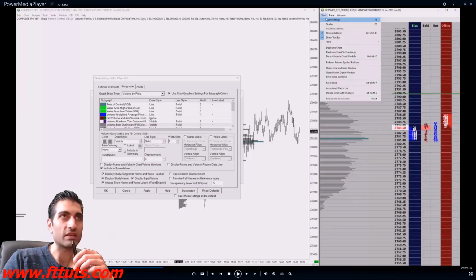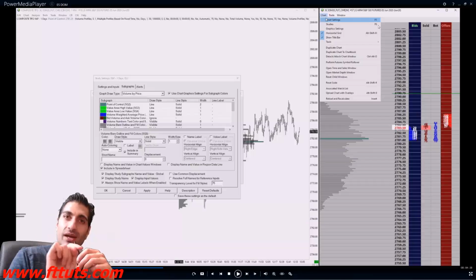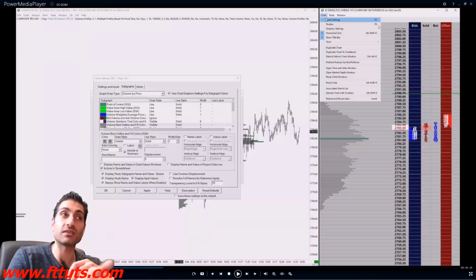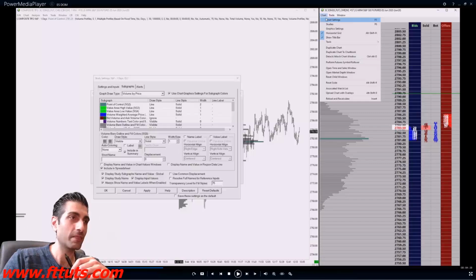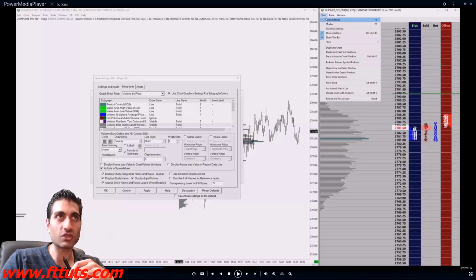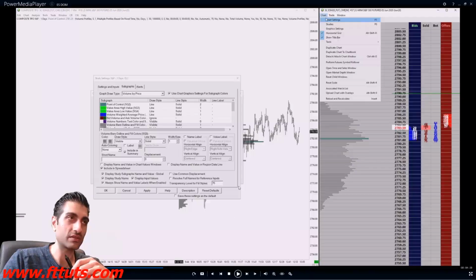Yeah, can you see it there? Studies, F6. Before I had the shortcut, I was pressing F6, as I said before. That's why. So studies is F6, okay? That's what you need to press. Or you can go in there, chart studies, to get the study section up.